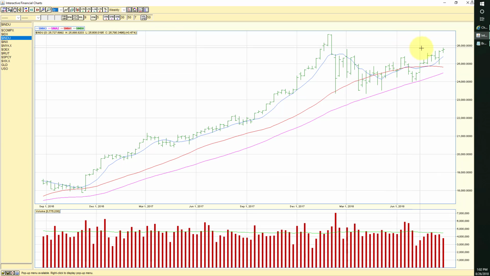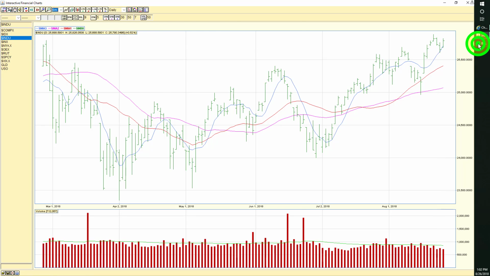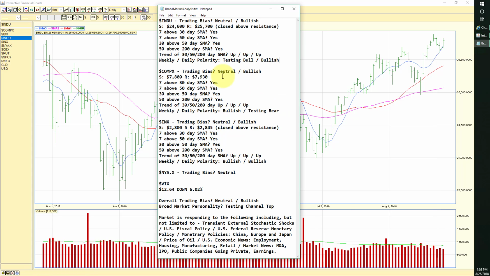Our weekly polarity has a higher high and a higher low. Actually, it has a lower low and now a higher high. We'll keep our weekly polarity marked as testing bull. Our overall trading bias is neutral bullish till we break through our overhead levels of resistance, but we're knocking on the door of full-on bullish.